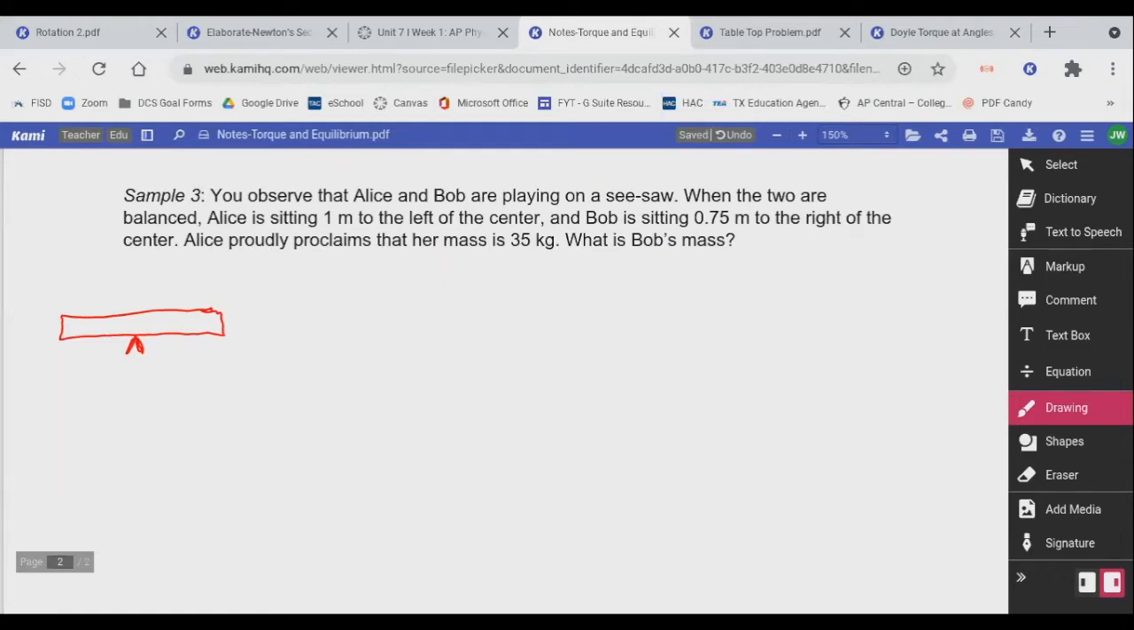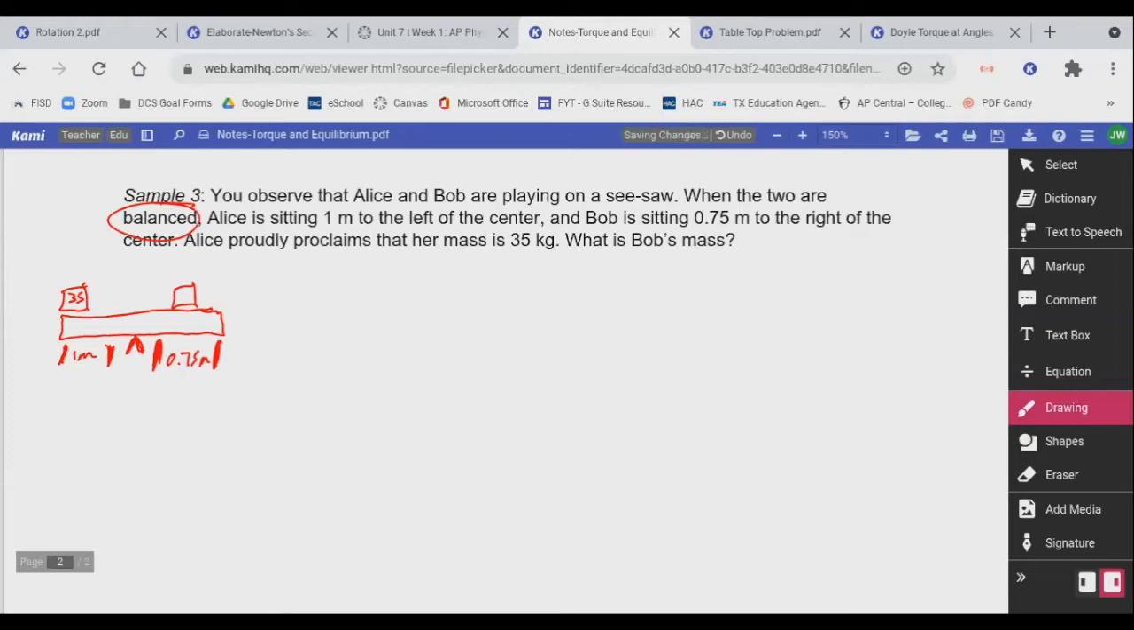Alice is sitting 1 meter to the left. Okay, so here's Alice right here, and her distance from here to here is 1 meter. From there to there, we've got 1 meter to the left of center, and Bob is sitting 0.75. All right, so from here to there, from edge to edge, he's at 0.75 meters. Alice proudly proclaims that her mass is 35. Okay, let's fit a 35 in there. What is Bob's mass?